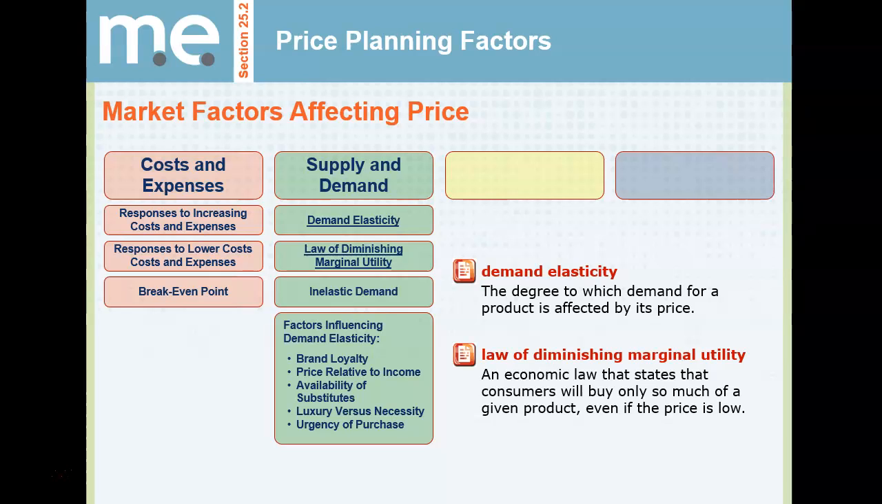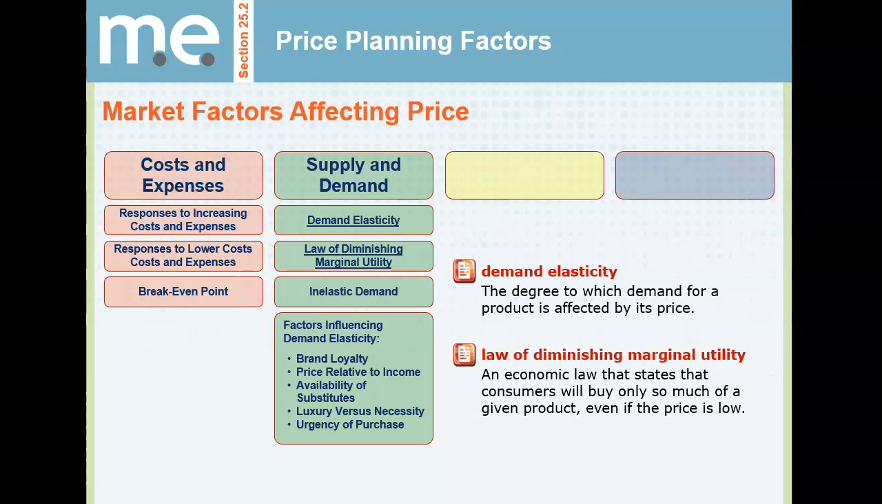And then we have the law of diminishing marginal utility. And that is an economic law that states that consumers will buy only so much of a given product, even if the price is low. The thought being that eventually you have enough of a product and you're no longer interested in that product anymore, and the utility of that product goes down to nothing, right? You can think of utility almost as its value. What is the utility of it?